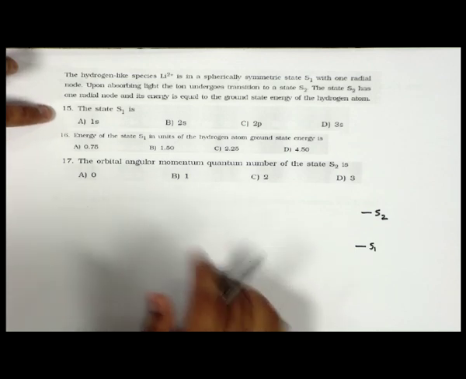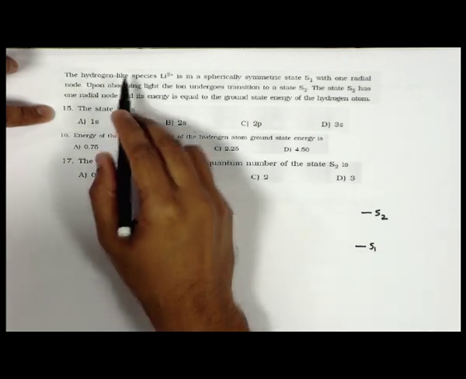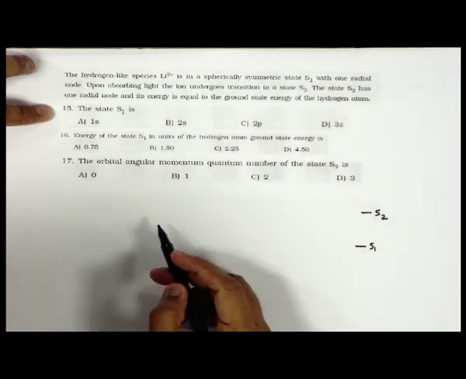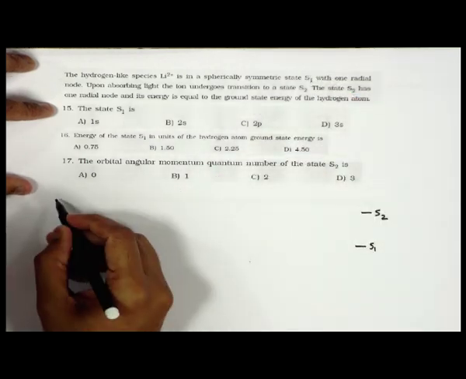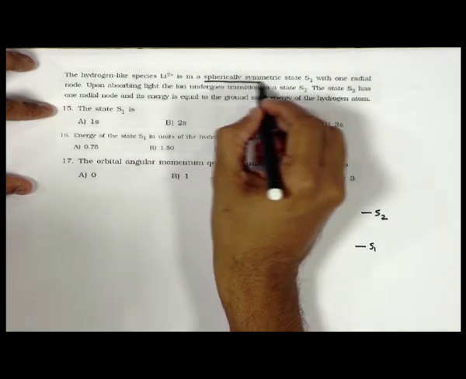The question asks, what is the state S1? What do we know about the state S1? We know that it is a symmetric state. By symmetric, what do we mean? We know that only the s orbital is spherically symmetric.